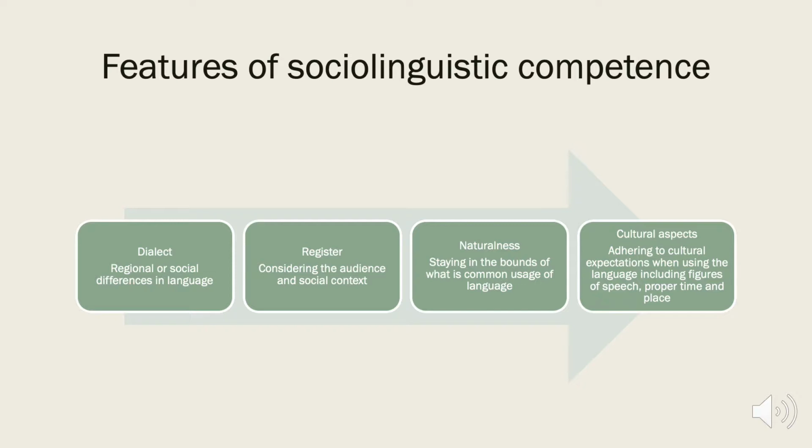The third one is naturalness. That is staying in the bounds of what is common usage of language. And the last one is cultural aspect. That is adhering to cultural expectations when using the language, including figures of speech, proper time and place.